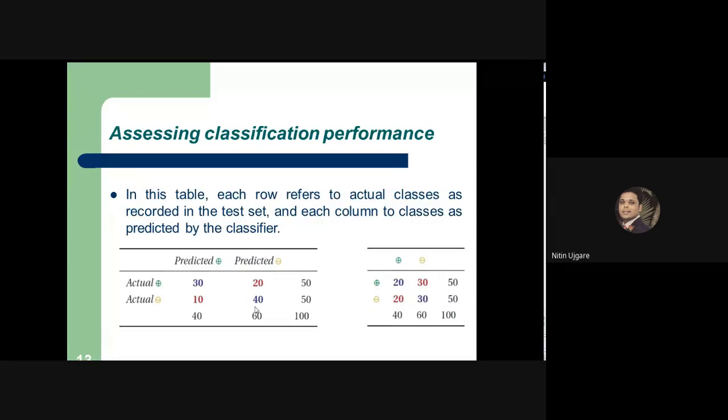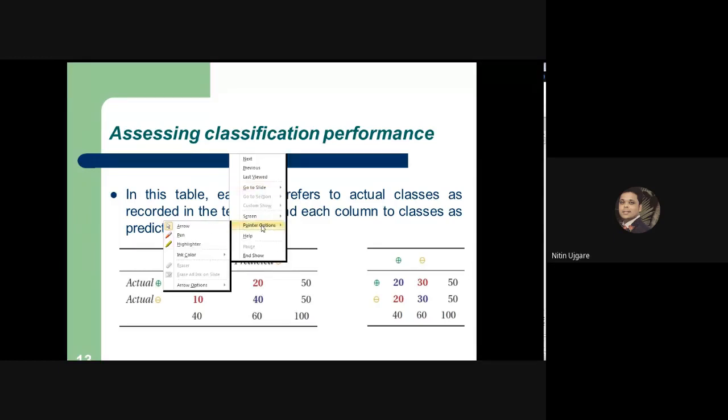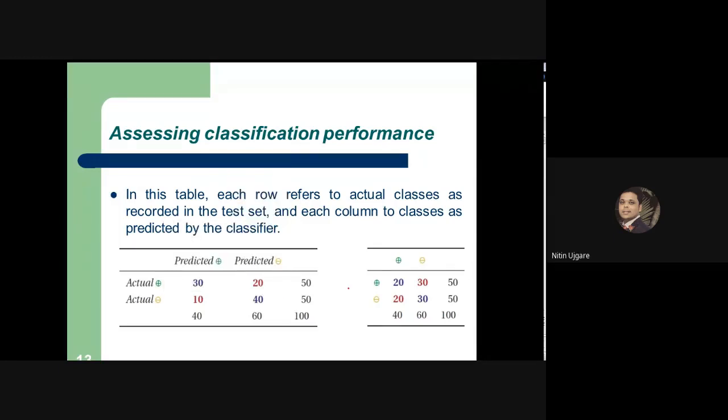So in this table, each row refers to the actual classes recorded for the instances in the test data set, and each column represents the classes predicted by the classifier. What this means is that there are a total of 50 instances which belong to the positive class, whereas there are another 50 instances which belong to the negative class. This is how we can interpret the rows of this confusion matrix.